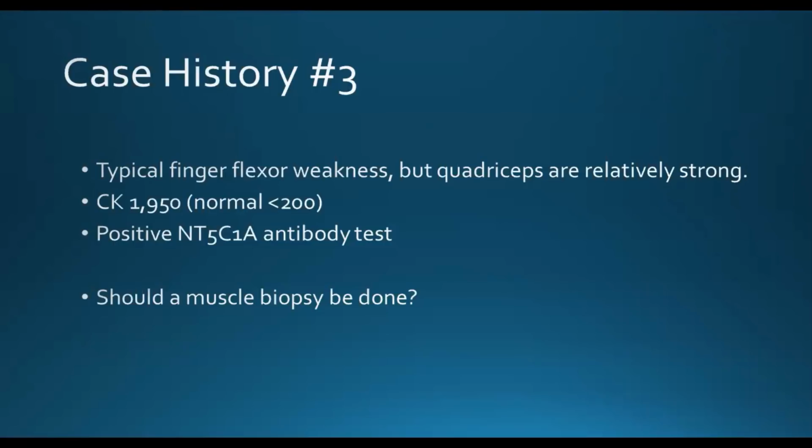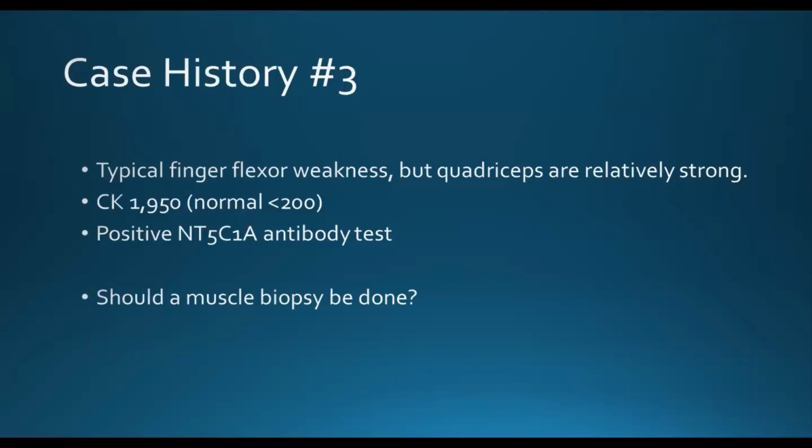So this third case, let's say this patient is suspicious for IBM, but it's not quite typical. Fingers are weak in the way that they usually are in IBM, but the quadriceps muscles in the thigh are relatively strong. The CK blood test is pretty high for IBM. Now, it still could be IBM at that level, but it's not quite as typical. And the patient has a positive antibody test. Should you do a muscle biopsy?